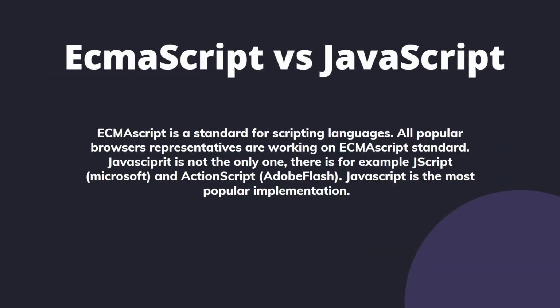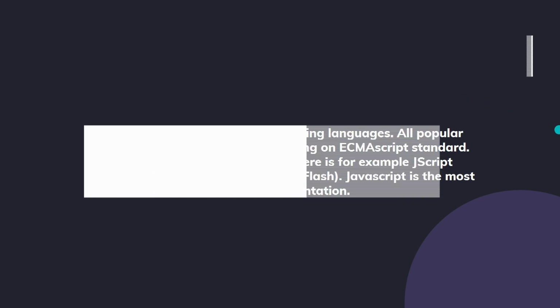I mentioned ECMAScript before, but what is it? What does it have in common with JavaScript? ECMAScript is a standard for scripting languages. All popular browsers' representatives are working on the ECMAScript standard. JavaScript is not the only implementation. There is, for example, JScript, which is developed by Microsoft, and ActionScript, which is developed by Adobe Flash. However, JavaScript is the most popular implementation.